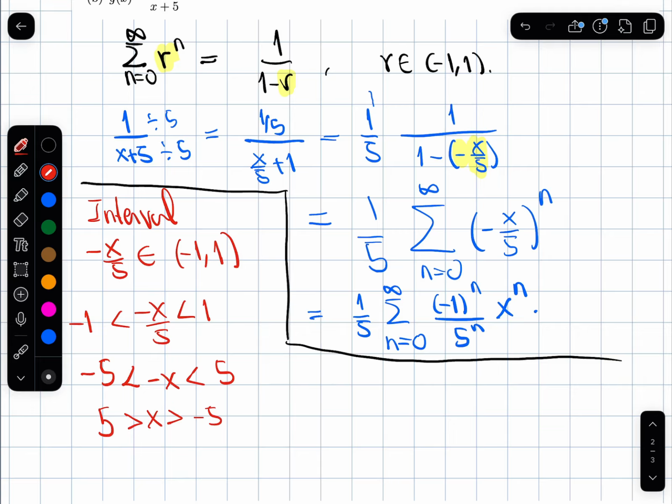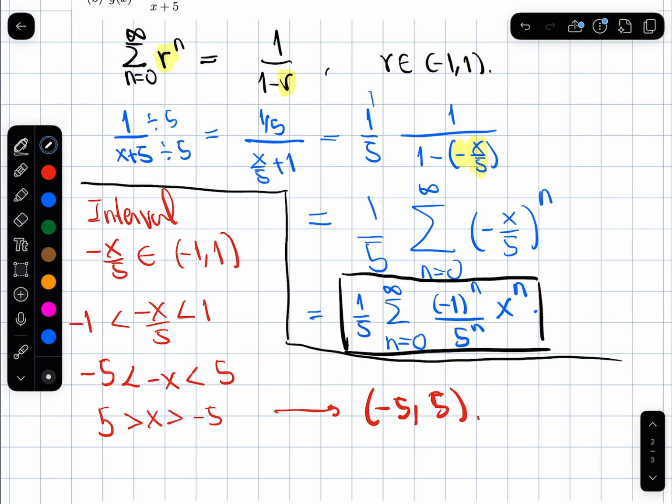So what does that mean? Just x is between -5 and 5, so the interval of convergence is the interval -5 to 5. That's the interval of convergence, right? And that is the power series that we have.